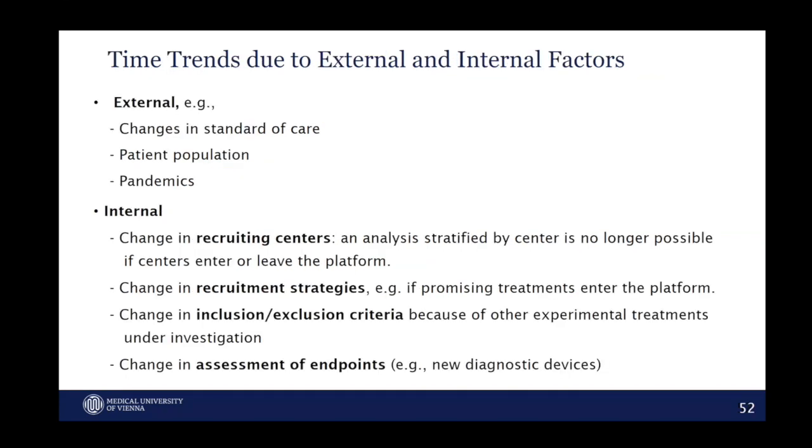And there are time trends due to external and internal factors. For example, externally, the changes in standard of care and patient population, especially in the COVID trials. You have seen there were several waves in the pandemic, and the data are not really comparable in the different phases. But there might also be some internal time trends, like change in recruiting centers, and an analysis stratified by center is no longer possible if centers enter and leave the platform trial.